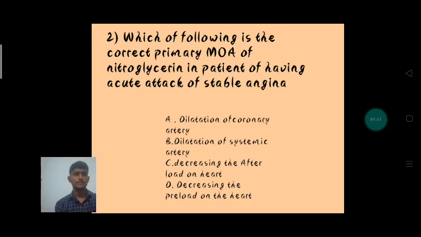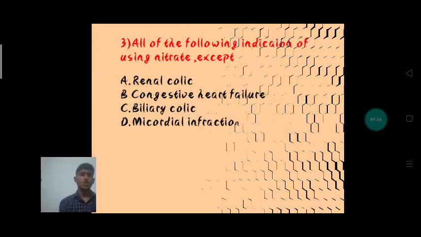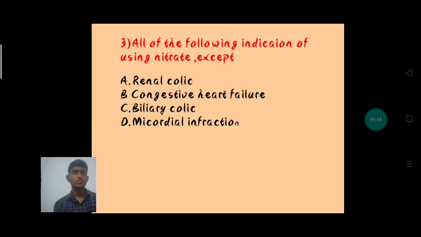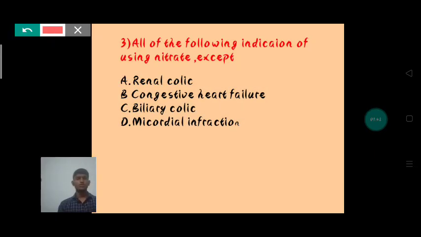Moving to the next question, this is our last question. All of the following are indications for using nitrates except. As you know, nitrates can't give symptomatic relief in renal colic. So renal colic is the answer.